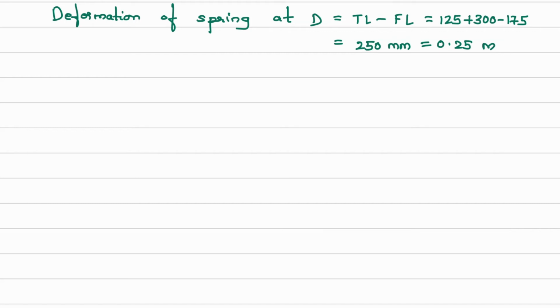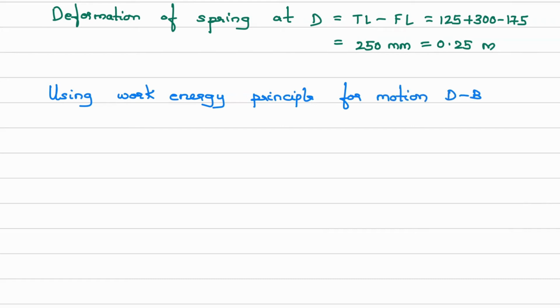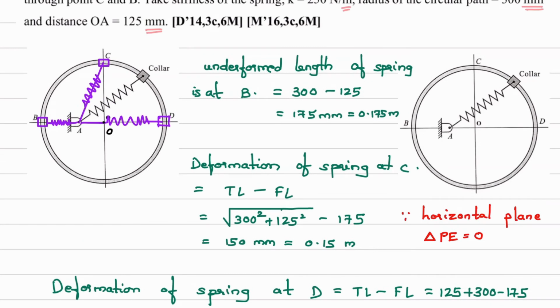So first I'll write down the heading: using work energy principle for motion D to B. Collar initially is at D and then we are considering D to B. Now here you can consider any direction of motion. Why? Because here we have only spring force, we don't have friction force, so we don't have a non-conservative force. So we can consider any path. Initial point and final point should remain the same. Initial point is D, final point is B. You can follow any path, even if you follow this path, you will get the same answer.